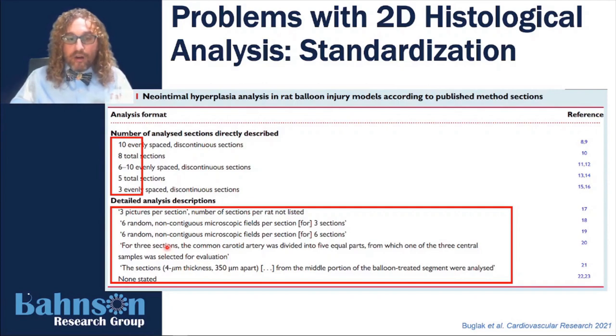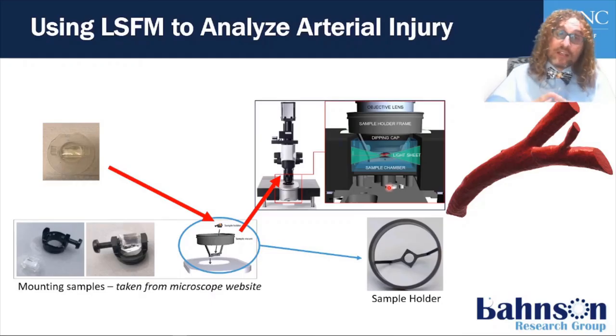So what was our answer to this issue? We decided to use a 3D imaging methodology, light sheet fluorescent microscopy, to analyze arterial injury. This involves clearing the tissue that we're going to analyze. We embed it in agarose. You place that in a sample holder, and it goes to the microscope, where a sheet of light is shone onto the cleared tissue sample at a 90-degree angle with the plane of detection.